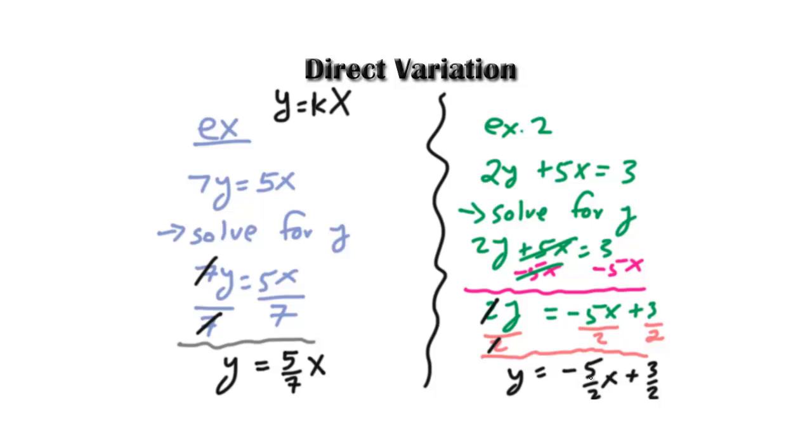Okay, and this is not in the form of y equals kx. So this one is not a direct variation equation. So this is a no. The first one was a yes. Okay, and we're done with these examples.